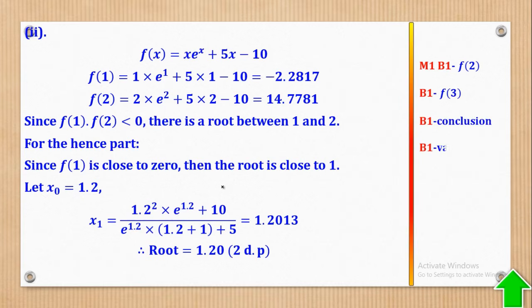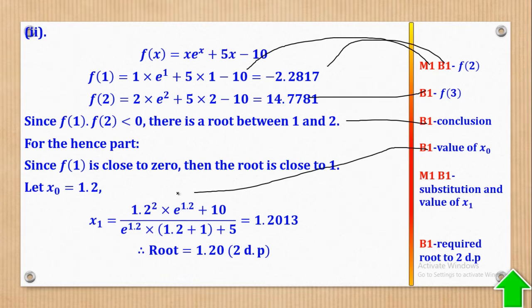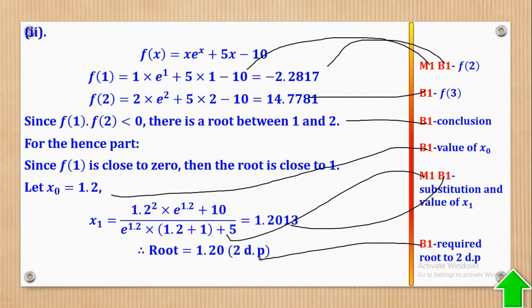Now let's see how marks can be awarded. So M1 for this physical substitution, B1 for the output, B1 for the output, B1 for conclusion, B1 for this value of x0, M1 for the substitution, B1 for output, B1 for root to the required accuracy.